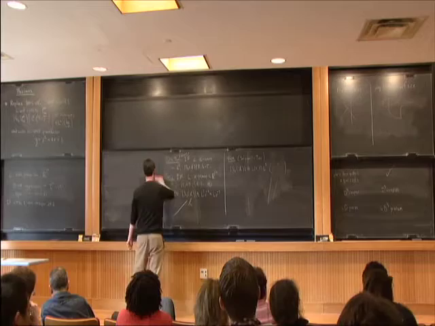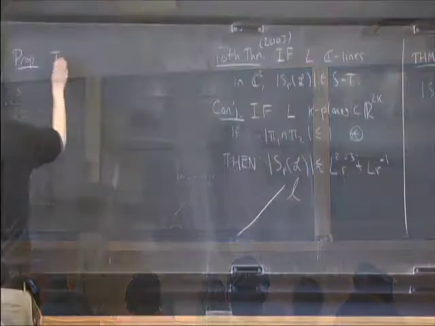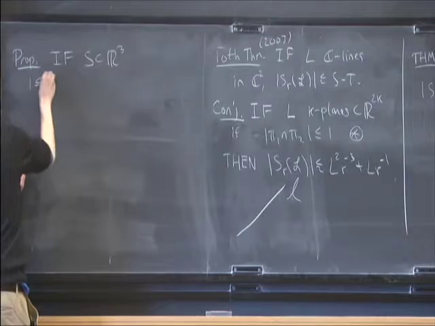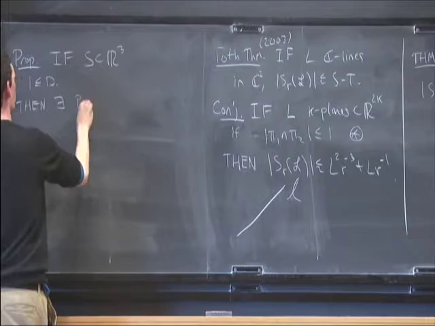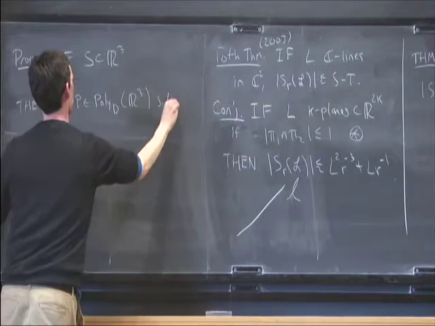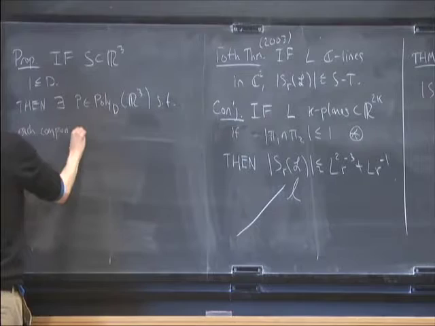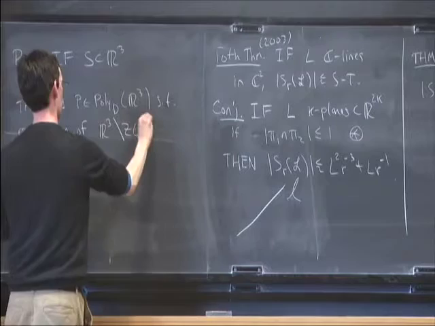So proposition, if S in R3 is a set of points, and we're given some degree d, then there exists a polynomial of degree at most d, so that each component of the complement has at most the sort of average number of points.